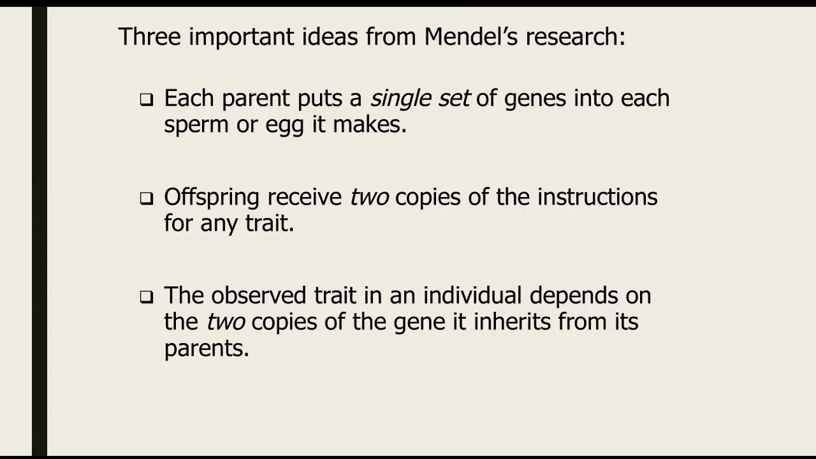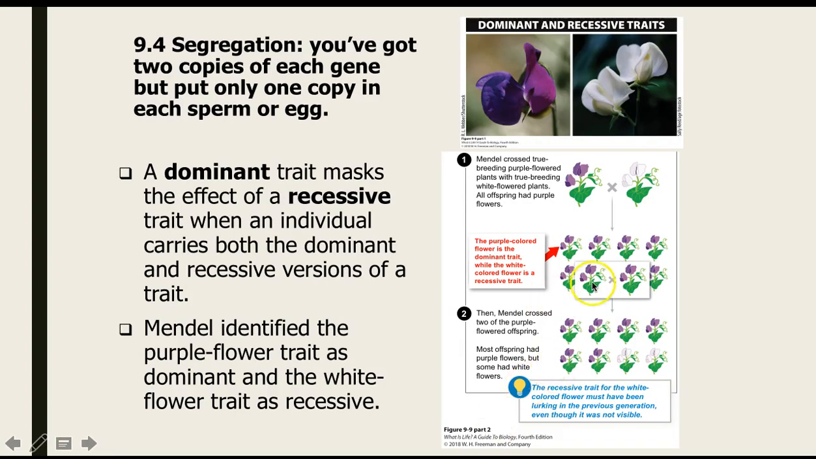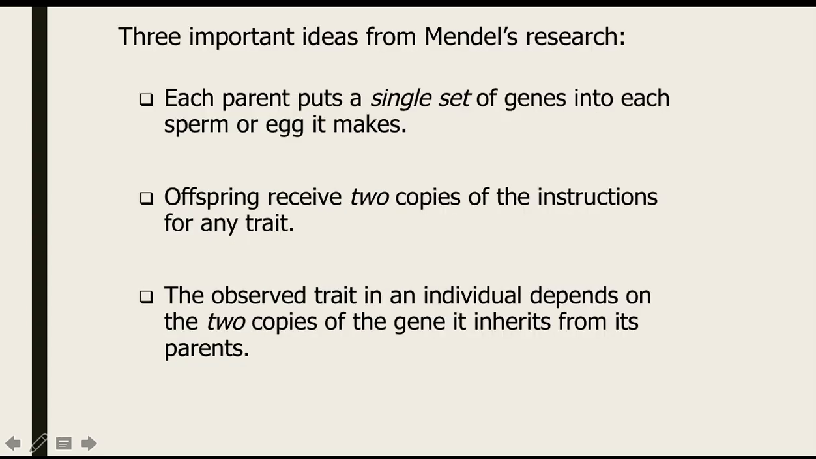The second thing we get out of this is that the offspring from the original cross are going to have two copies, one from the male parent and one from the female parent. Now, I know you don't think about flowers as having male or female, but we do have pollen and we do have eggs, and you can think about the parts of the flower as male or female, if that helps.